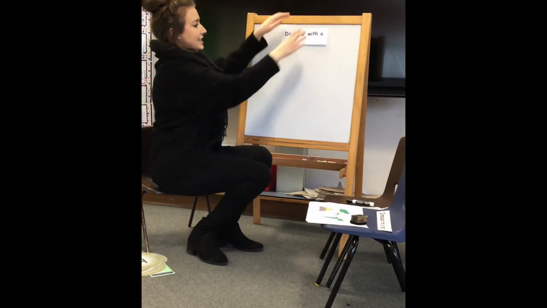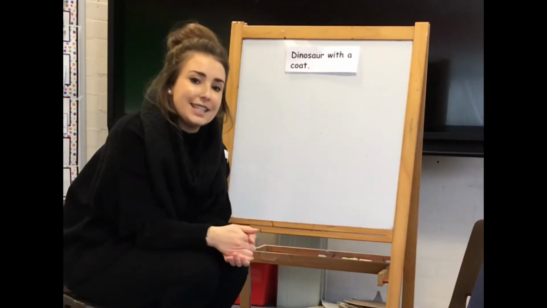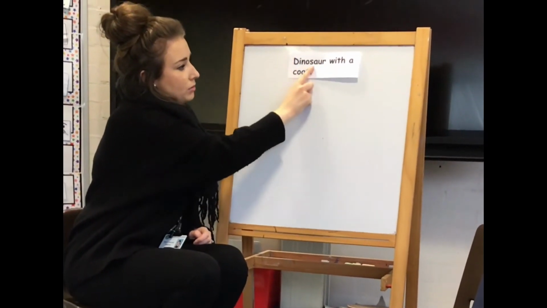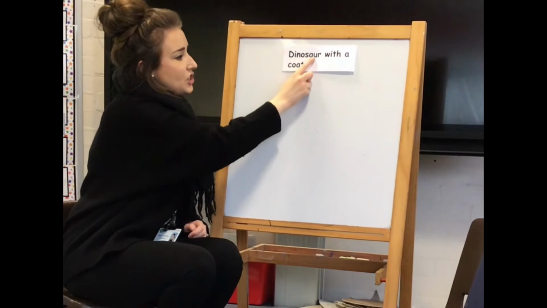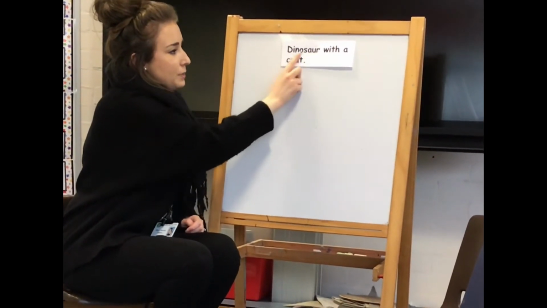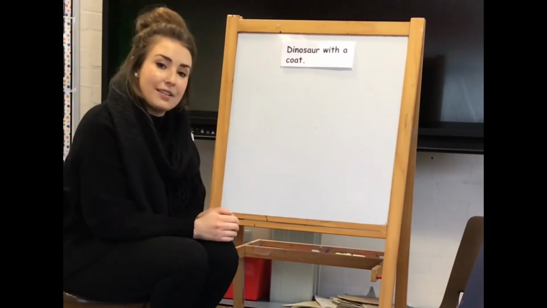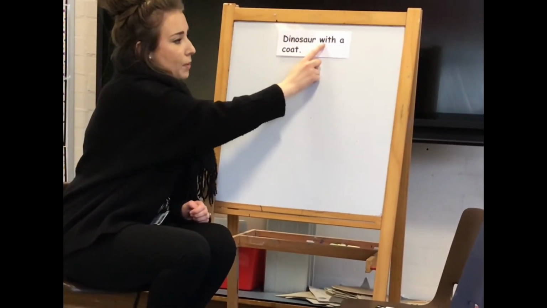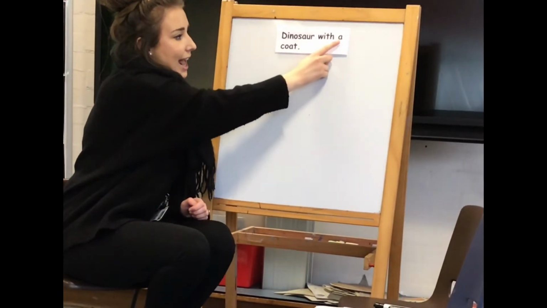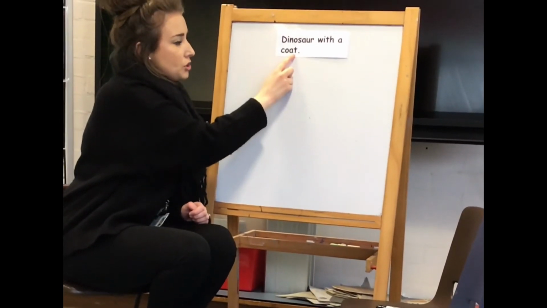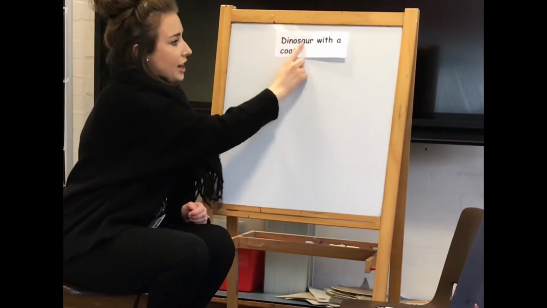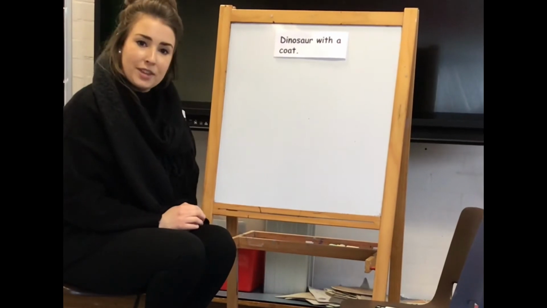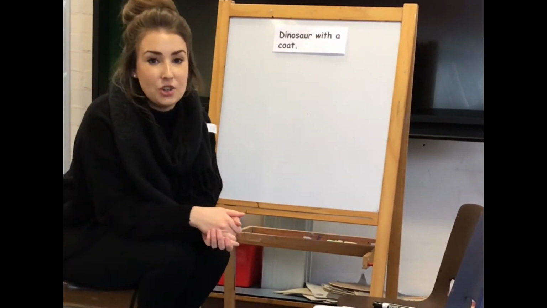Brilliant, you can open your eyes now and let's see if we can read the sentence together. Now this word you might not have seen before, okay? And this word says dinosaur. It's a tricky word because if you sound it out, it doesn't sound like it's spelt. So this word is dinosaur, one of our bear words, with a-k-o-t. Dinosaur with a coat. Now, I need you to close your eyes again for me.